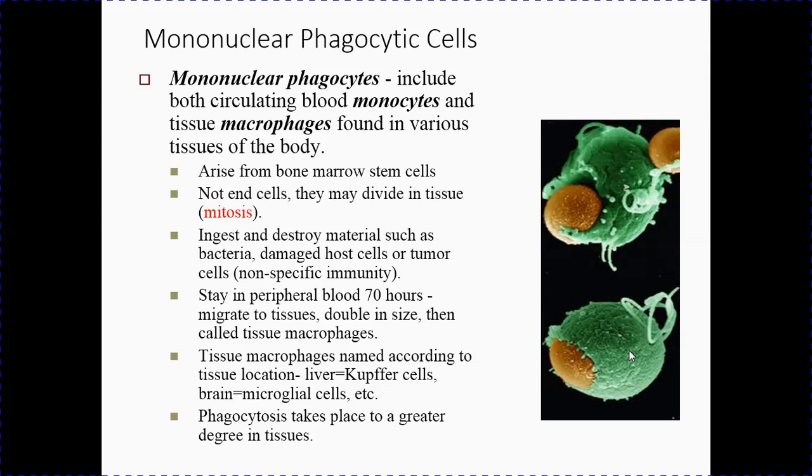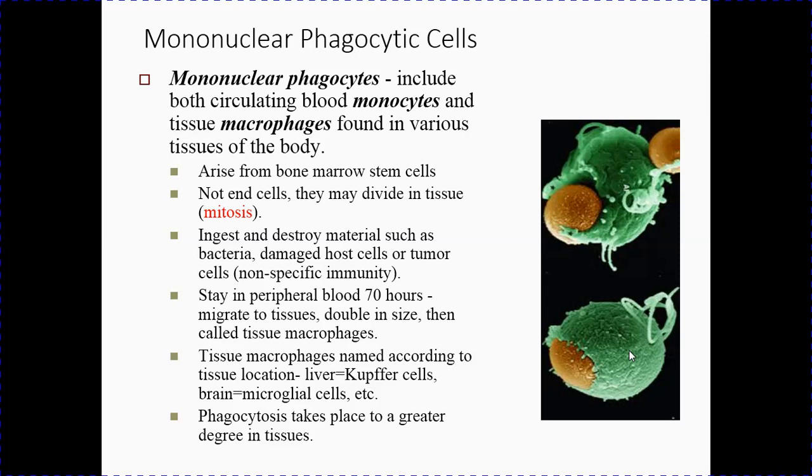Monocytes are what they're called when they're found in circulating blood. Macrophages are what they're called when they're found in tissues of the body. These are really effective phagocytic cells. What do we know about them? They arise from the bone marrow. They can divide in the tissue. And their goal really is to ingest and destroy material like bacteria, debris, damaged host cells, and tumor cells. They stay in the peripheral blood for about 70 hours, and then migrate to the tissue where they get very large, doubling in size, and are then called macrophages or tissue macrophages.